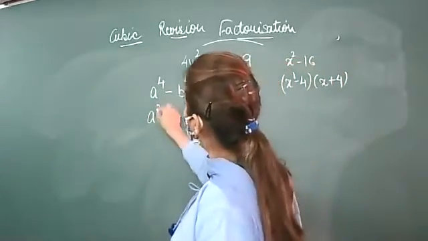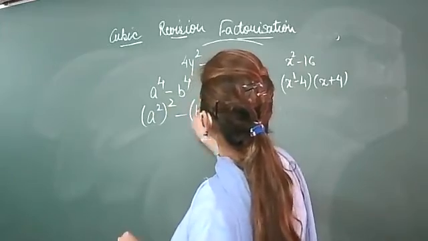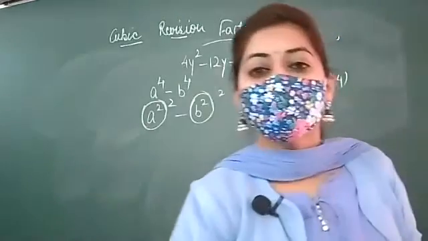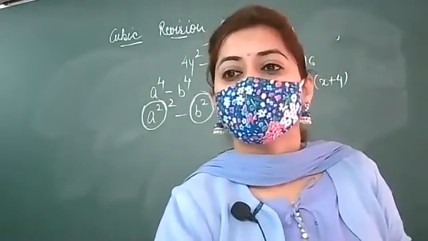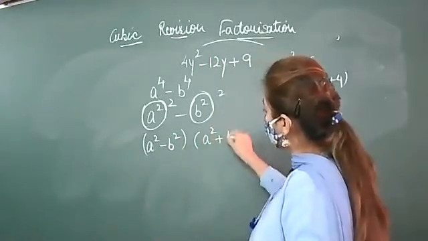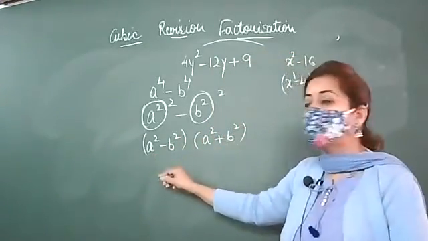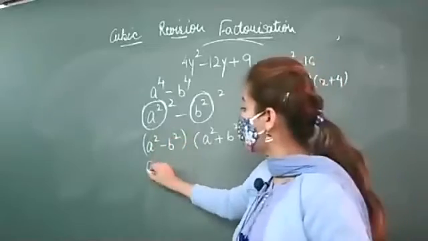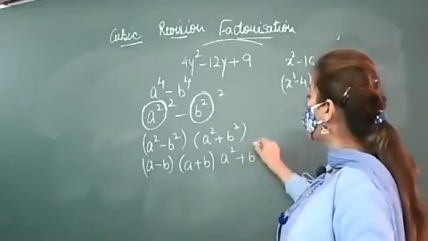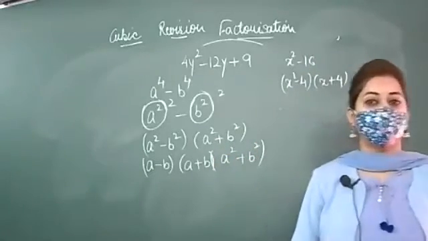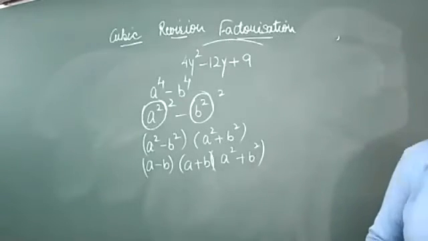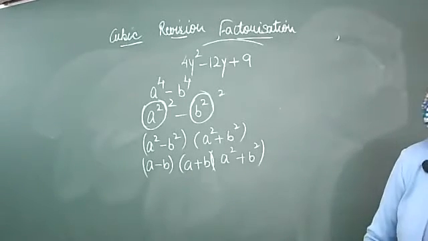So this can be written as a square minus b square. This is your a, this is your b. A square minus b square can be written as a minus b, a plus b. And this again can be written as a square minus b square, that is a minus b, a plus b, and this is the same, because we don't have an identity for a square plus b square. Any doubt? Clear? Yes? This one.